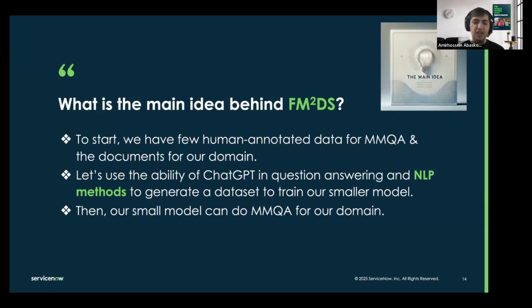One question that may come to your mind up to this part of the presentation is why we are not only using ChatGPT and doing these conversions, instead of training our smaller model. One reason is again the cost. You have to pay the API cost. The other is that the NLP methods highlighted here are one of the important parts of our pipeline, which play a crucial role in finding the answer easily and filtering out the wrong samples. And then our small model can do MMQA for our domain.